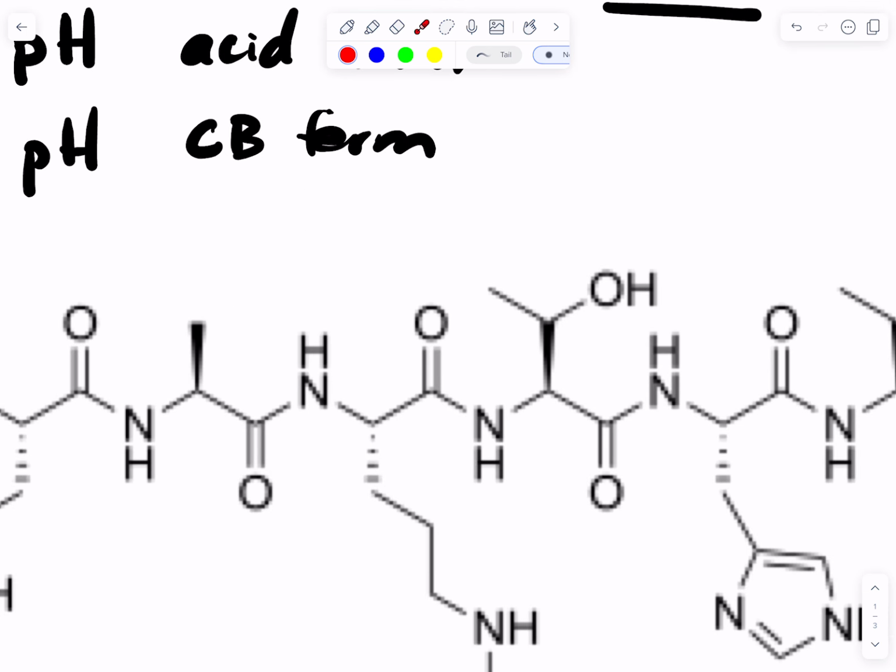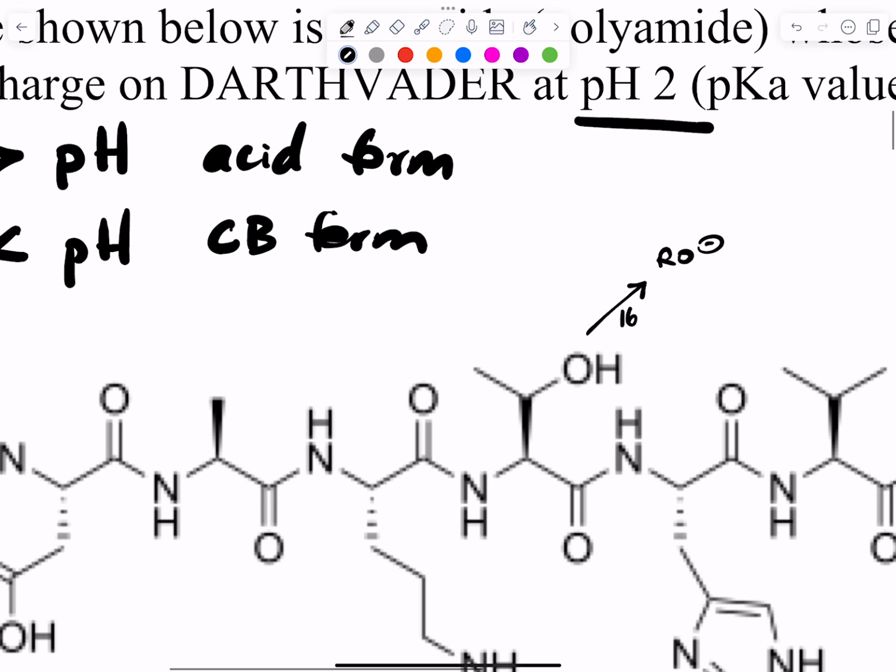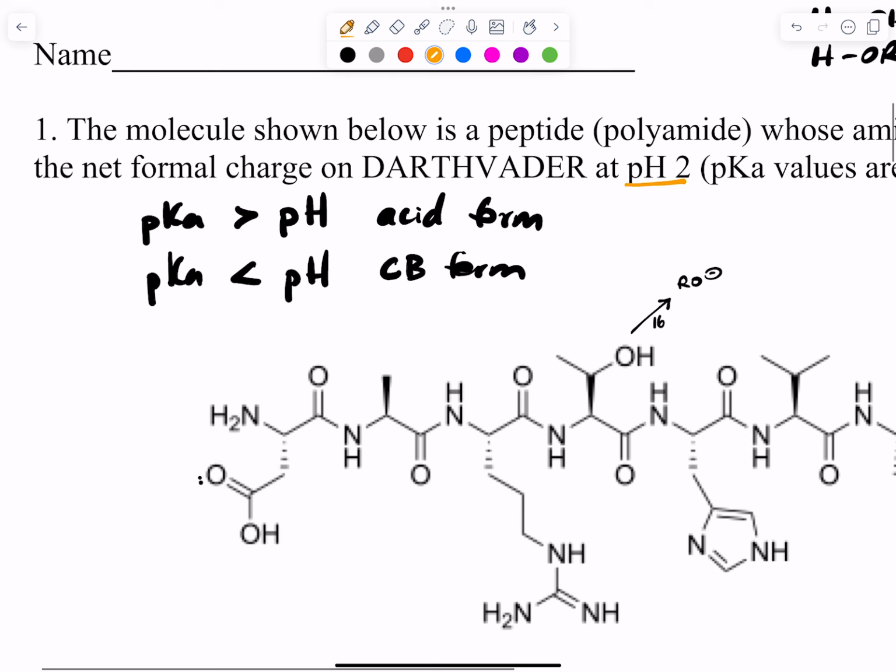Let me draw it for you this way. When doing acid-base stuff, I always draw an arrow from whatever I'm thinking about being the acid form to whatever the base form is. So in considering whether the alcohol can lose a proton to become negatively charged, I look at that pKa, I say it's 16, and then I make a judgment call at pH 2. Should that proton still be there? Well, 16 is greater than 2, so yes, the proton should still be there. Is everybody okay with that judgment?